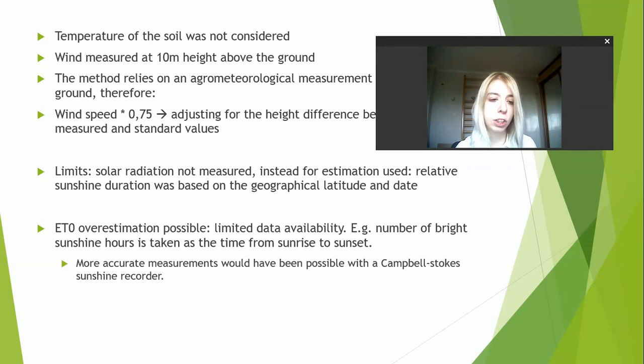a relative sunshine duration was used, based on the geographical latitude and date, as we said, every day during the course of 13 years. So evapotranspiration may be overestimated since we have limited data availability. We assumed the number of bright sunshine hours from sunrise to sunset, even though maybe not every day has that number of bright sunshine hours.